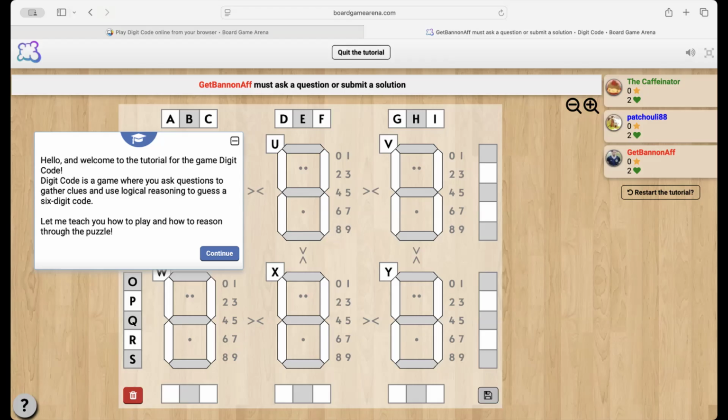Hello, and welcome to the tutorial for the game Digit Code. Digit Code is a game where you ask questions to gather clues and use logical reasoning to guess a 6-digit code. Let me teach you how to play and how to reason through the puzzle.